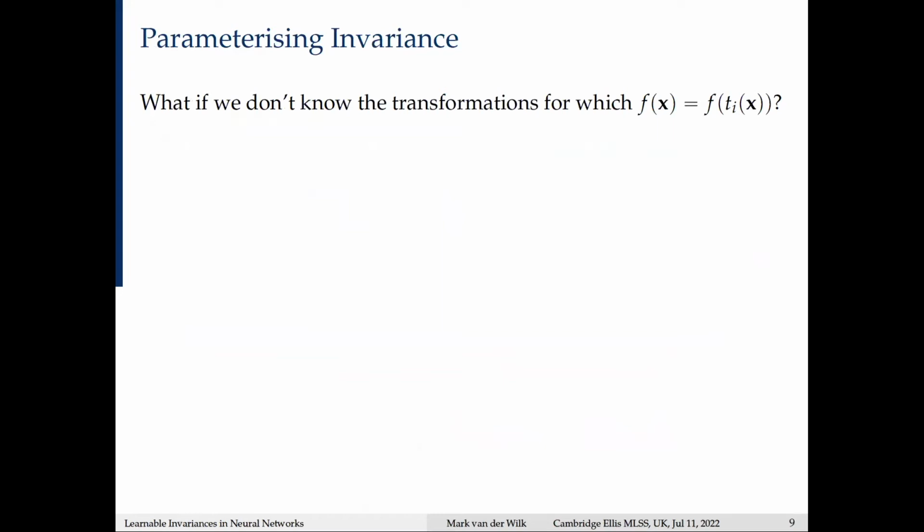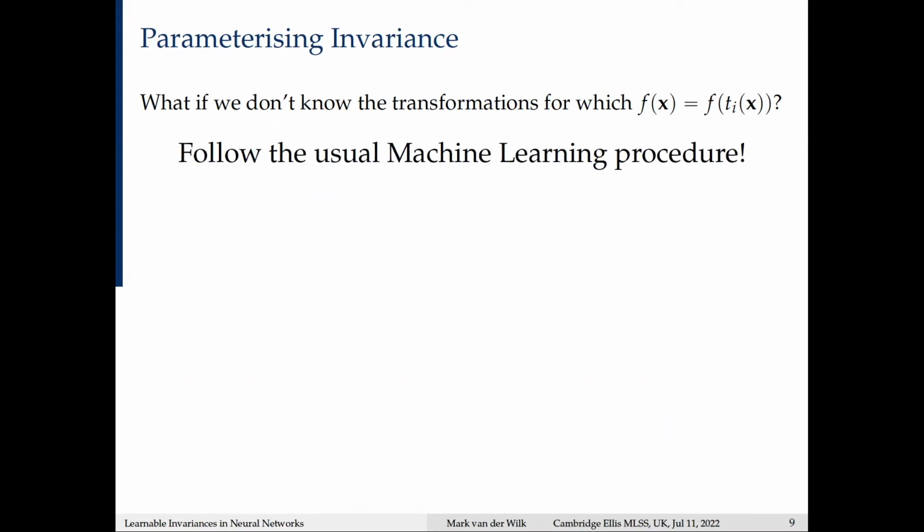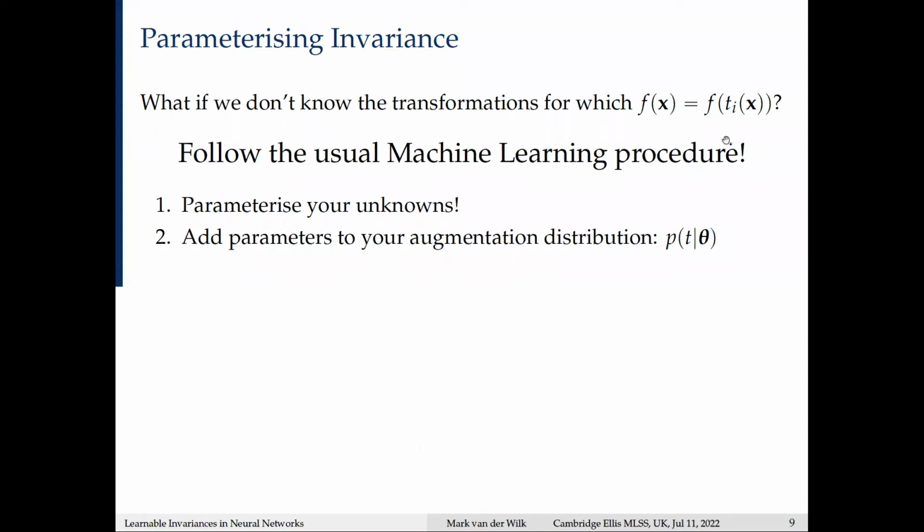Now what happens if we don't actually know what transformations we want to be invariant to? That's when it becomes a learning problem. We can follow the usual machine learning procedure of first parameterizing our unknowns. In this particular case, we would add some parameters to this distribution of our transformations. And then we could try learning the unknown parameters theta.